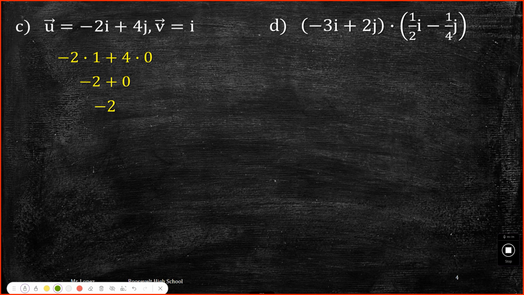What is it? What's the answer? -2? Yep. You could change it to decimals too. Like half of 3, -3, half of -3 is -1.5. And then you got a fourth of 2. That's -0.5, and -0.5 and -1.5 is -2. All right, let's just move on to the next one now.